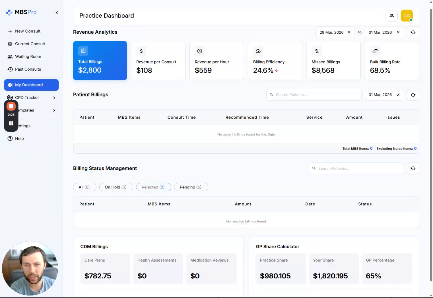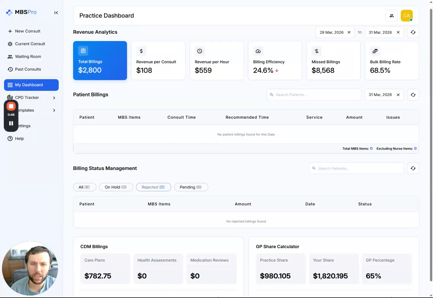I think it's really hard to manage what you don't measure. So what this will do is it will measure your billings. So you can see here, this is a day that I've done of $2,800 of billings. We've got a revenue per consult, a revenue per hour, a billing efficiency, which I'll just touch on a little bit more, and then missed billings and sort of bulk billing rate. So how much have you privately billed versus how much have you bulk billed?